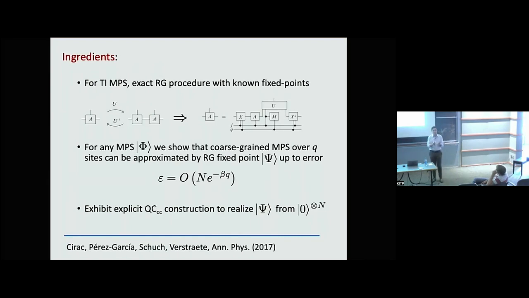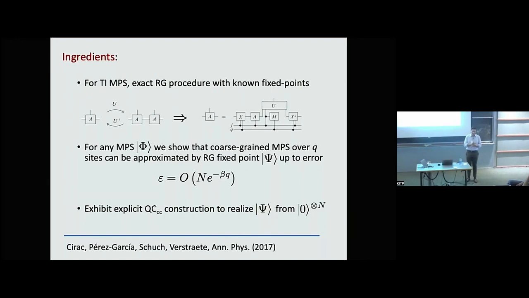So the idea is that we start with some matrix product state, and for matrix product state, there is a rigorous notion of real space RG transformation. You start with some matrix product state, and then you look at its fixed point representative. What you can do is to show that if you group together sufficiently many sites, then you can approximate this RG fixed point. And then what we do is to show explicitly a construction starting from the product state to realize this RG fixed point.